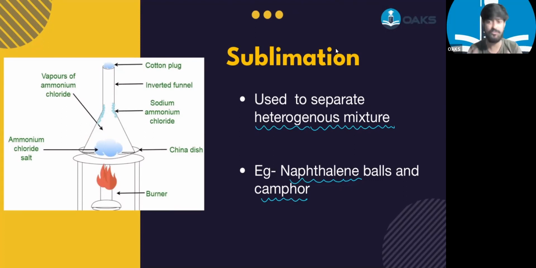Now see, if I take the naphthalene ball and the Kapoor, and I just crush and mix them, will you be able to figure out which is camphor and which is naphthalene ball? So for that, we are going to use this particular method, which is sublimation. You keep the camphor and naphthalene mixture here and heat it. The camphor is going to vaporize, and you will have the vapors of the camphor in this particular area, from where you can get the camphor. And below, we are going to have the naphthalene balls.